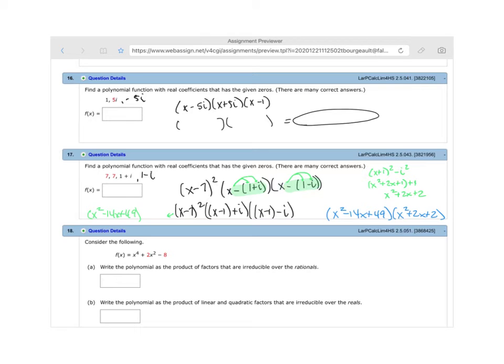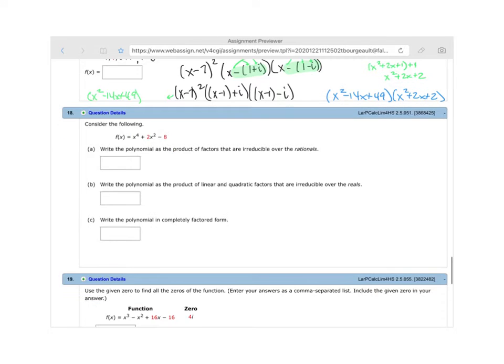In question 18, it says consider the following. Write the polynomial as a product of factors that are irreducible over the rationals. Okay. So that means the first thing I need to do is figure out, well, does this factor? Is there a zero that I know works? When I look at this, I can tell you that it's quadratic-like. And so you absolutely can do the rational zero test where you do plus or minus 1, plus or minus 2, plus or minus 4, plus or minus 8 over plus or minus 1 and test those values until you find one that works. Okay.